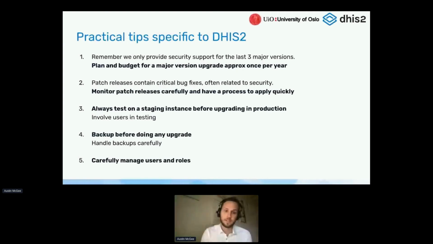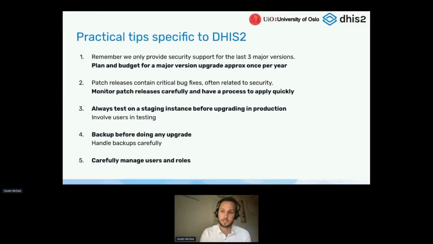And it's also important to have a budget for that. It's important to upgrade as quickly as possible, because we'll often have a security vulnerability, or sometimes we'll have a security vulnerability fix, and that vulnerability might be publicly disclosed and make your system vulnerable in the near future.